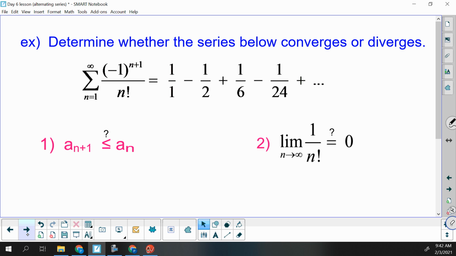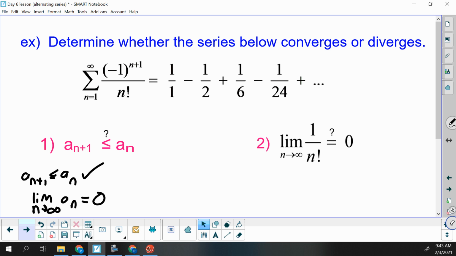Okay, let's imagine 1 and 2 weren't written there, because I want to show you what you would do on a homework problem. So the first thing, you would recognize it's alternating. Okay, let's check our two things. So you would write a sub n plus 1 less than or equal to a sub n. We would look at it and see, okay, it looks like they're getting smaller. So usually what I do is I'll put a little check mark there. And then I'll say limit as n approaches infinity of a sub n equals 0.